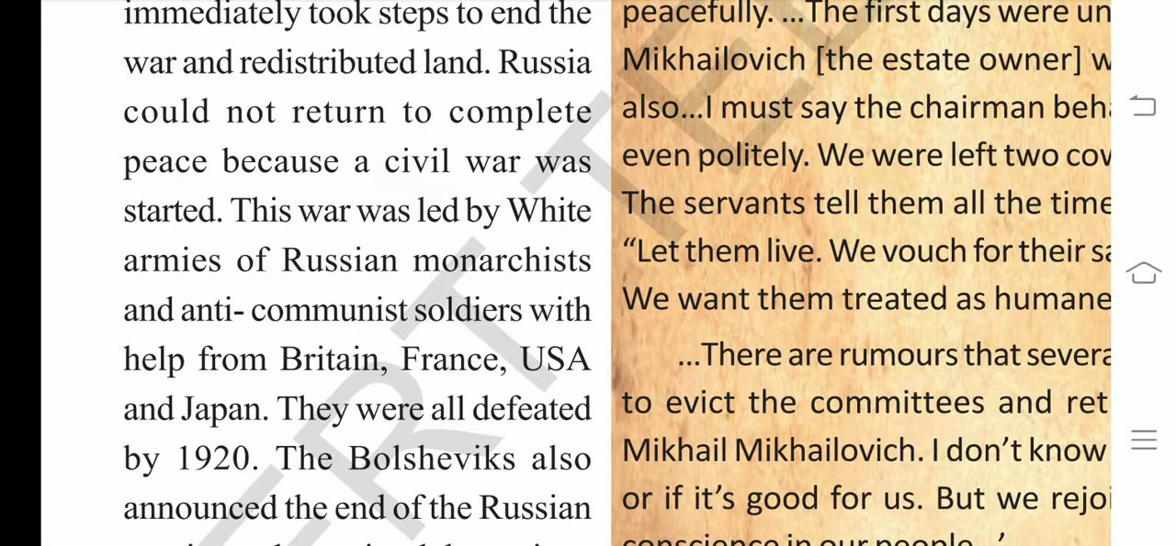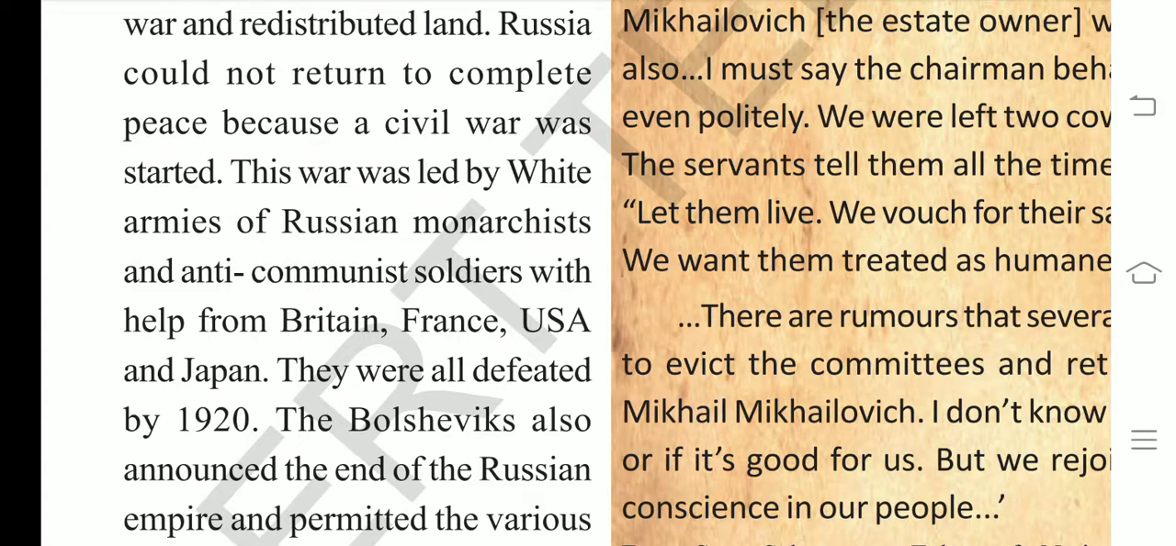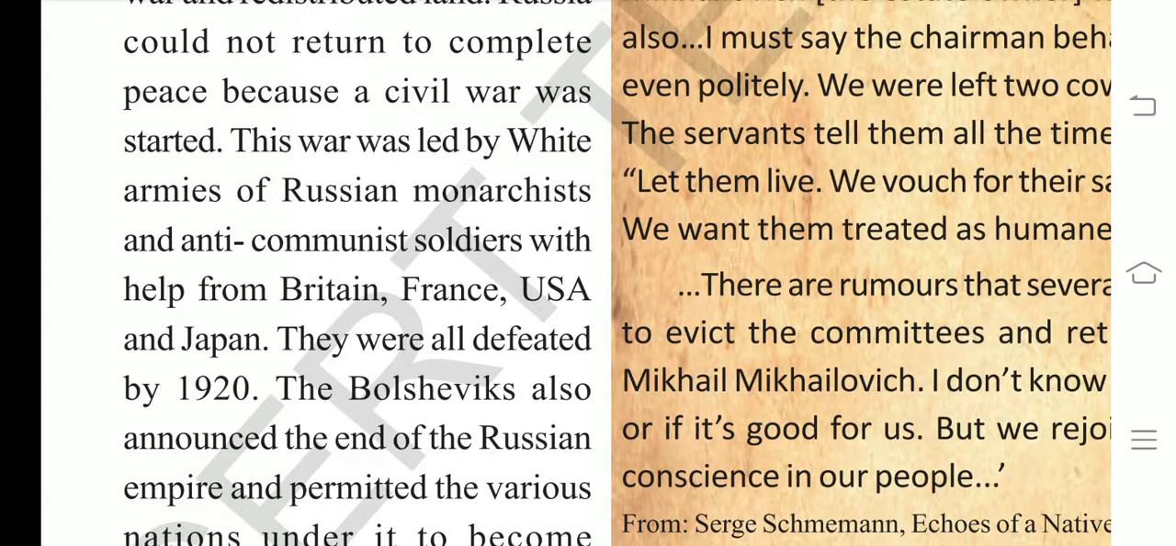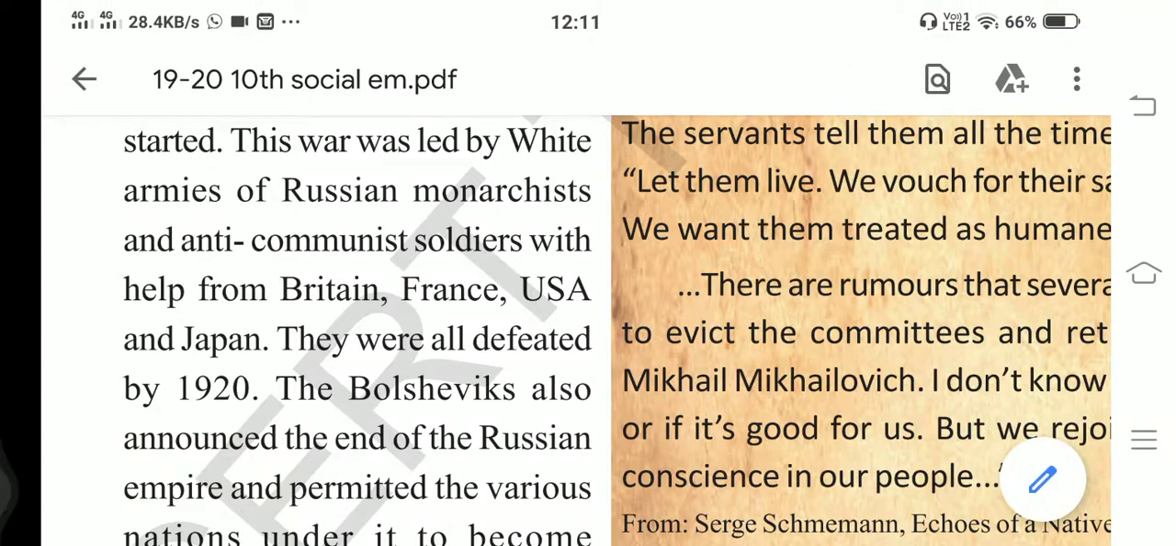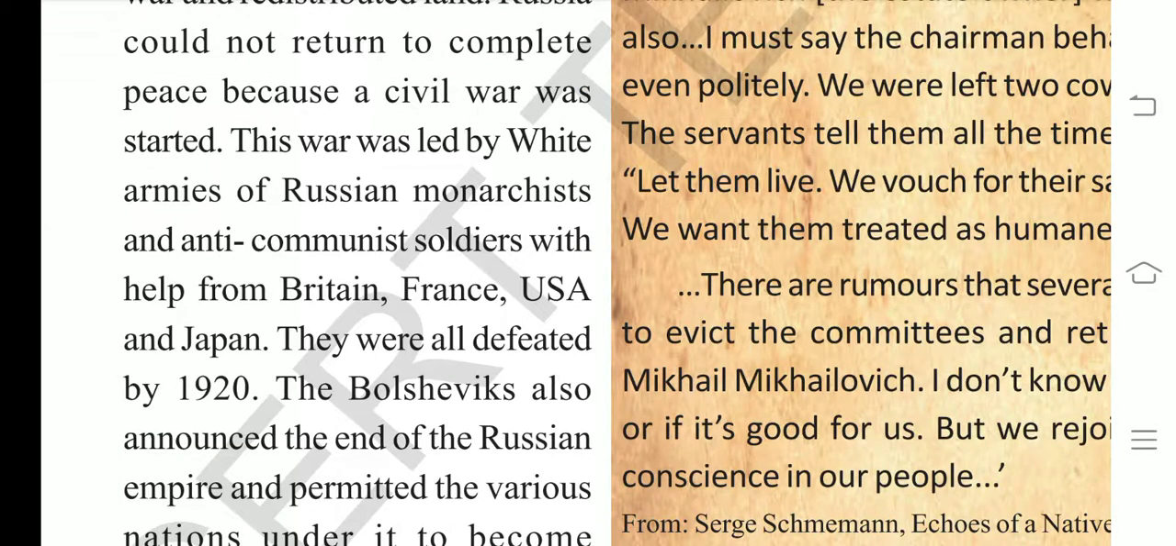Those people who wanted monarchical rule supported the white armies, whereas Britain, France, USA, they believed in capitalism, they were against communism. Keep in mind, Britain, France, USA, and Japan believe in capitalism. Their ideology is capitalism, and they did not believe in communism. Communism is different from capitalism, right? So they did not like communism. They wanted that communism should not come into existence in Russia. So they supported anti-communist soldiers in Russia by supplying arms and giving support against the Bolshevik party. But the Bolshevik party succeeded in defeating all of them.